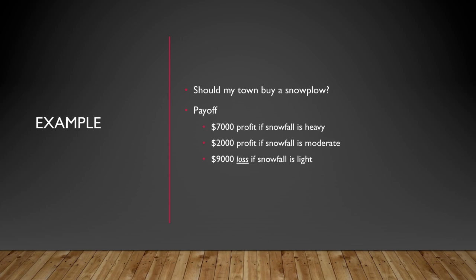So I've got a payoff. Well, my payoff is going to differ based on the snowfall. If my town is charging us per snow event, there's some profit to be made there perhaps. So if the season's snowfall is heavy, there's a chance of a $7,000 profit. If the snowfall is moderate, or let's just say normal, there's a $2,000 profit that we're estimating could be made. But if the snowfall is light, if there's hardly any snowfall this year, we could lose $9,000.